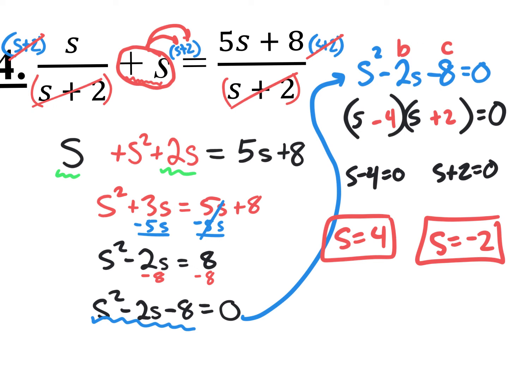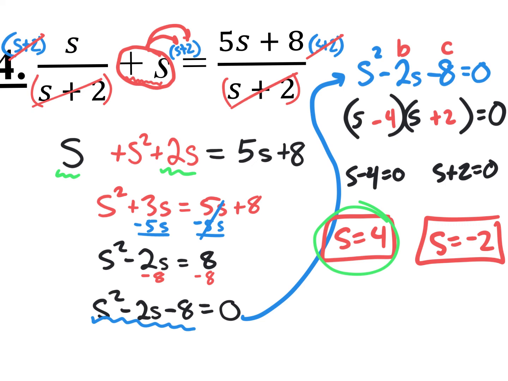What? Why? Because remember, you got to take a second and make sure that when you plug in your 4, you don't end up with a 0 in the denominator. Okay, that answer is great. So this answer for sure, s equals 4. But this answer, negative 2, when you plug that in right here, negative 2 plus 2 is 0. And if you divide by 0, it doesn't matter what you have on top. If you divide by 0, the answer is undefined.